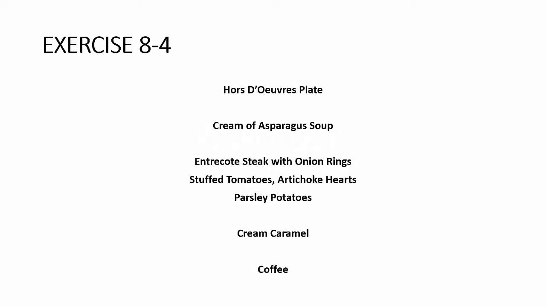So let us begin with Exercise 8-4, and here's a little bit of a menu that we have for a banquet that we're giving. We have hors d'oeuvres, cream of asparagus soup, entrecote steak with onion rings, stuffed tomatoes, artichoke hearts, parsley potatoes, cream caramel, and coffee. No doubt a good meal, and this is what we're going to use to start answering some of our questions.